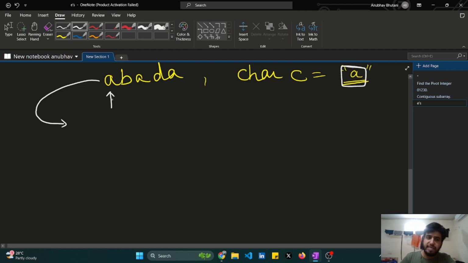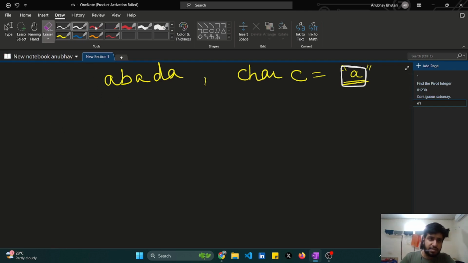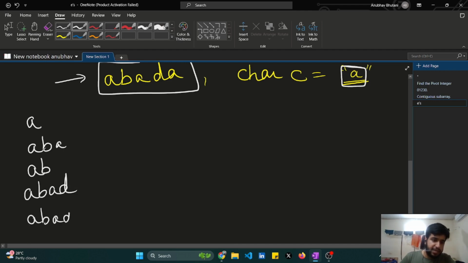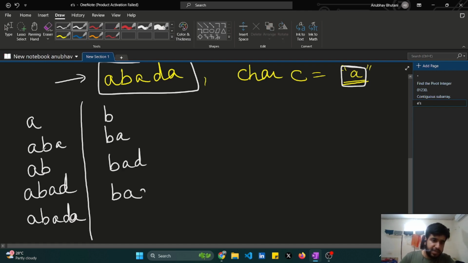I'll start with the first index. Basically, I'll just consider all the substrings and then tell you the answer. For this string, I'll consider all the substrings. It can be A, it can be AB, it can be ABA, it can be ABAD, and it can be ABADA. Second, starting with B: B, then BA, then BAD, then BADA.